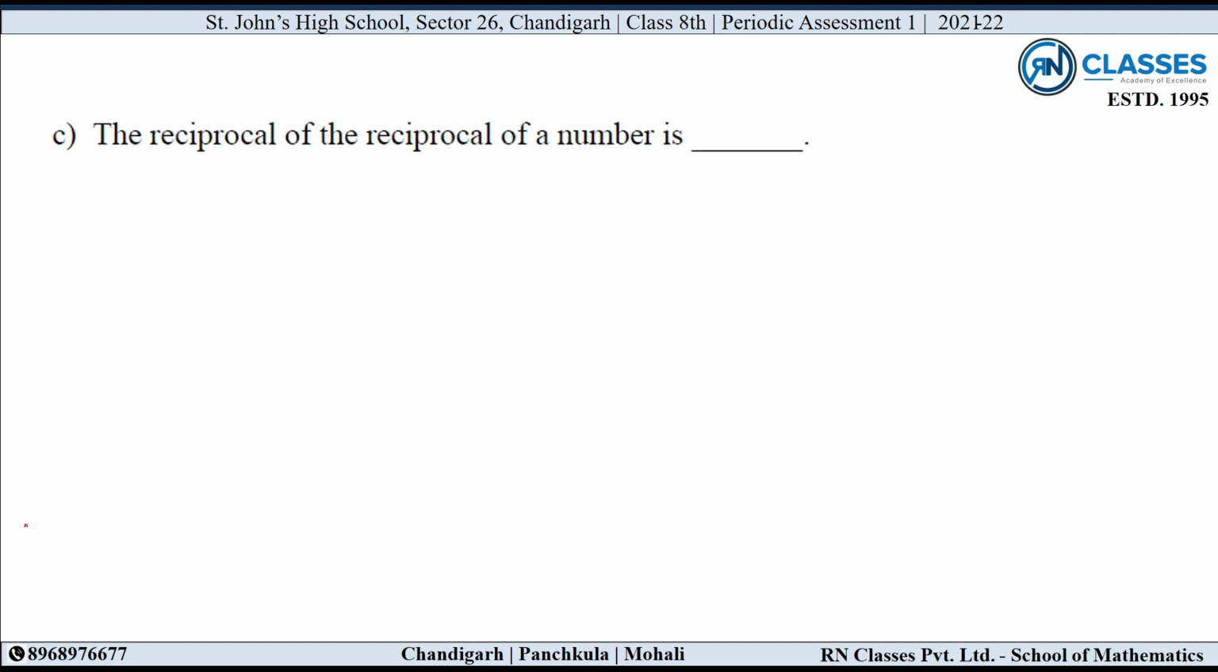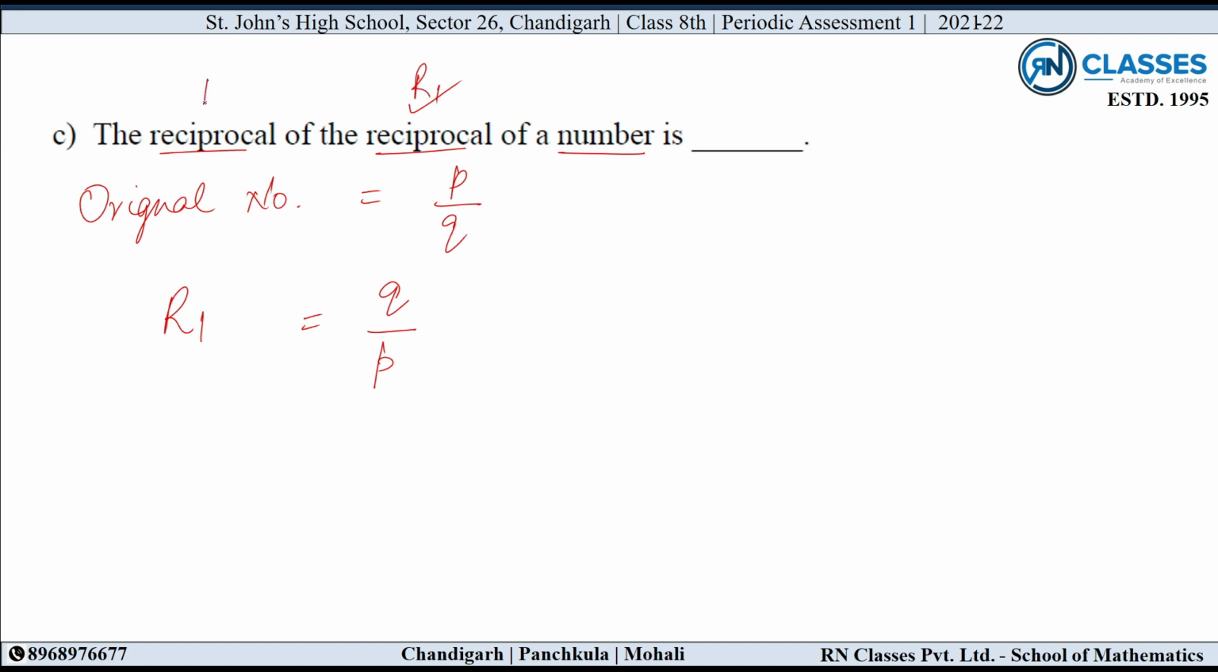Moving on to the next part. The reciprocal of a number is, okay, reciprocal of a number. Let me take the original number, of the form p by q. Put any value for p and any value for q. Original number is p by q. I have to take the first reciprocal. I took the reciprocal of p by q. It would be q in the numerator and p in the denominator. First reciprocal. Now, this is reciprocal 1. Now, again, reciprocal 2.